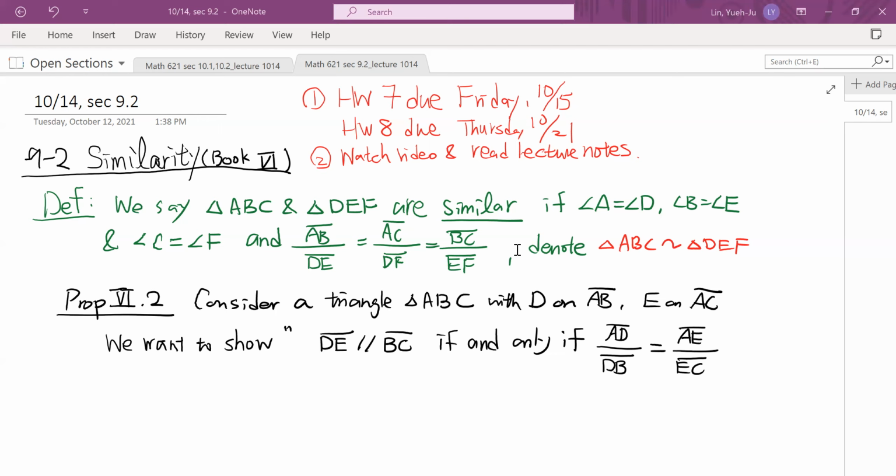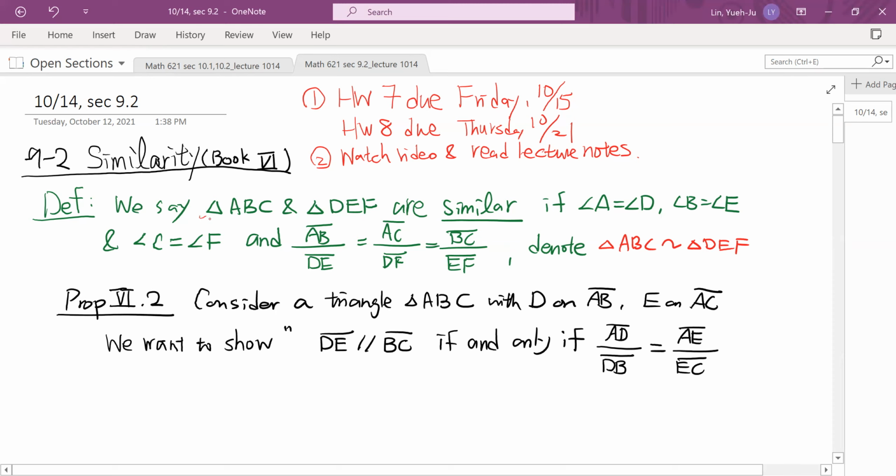I think I only managed to introduce the definition of two triangles being similar, and I also proved one very important tool, proposition 6.2. Later on, I'm going to use 6.2 to prove the following triangle similarity schemes. We actually have three triangle similarity schemes, but because of the time constraint, I'm only going to prove two of them, and for the remaining one, I'm going to ask you to read the textbook as an exercise.